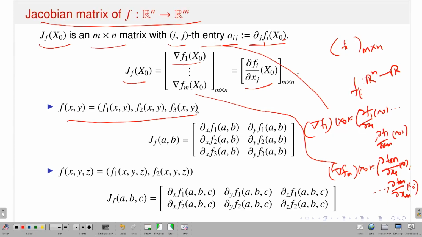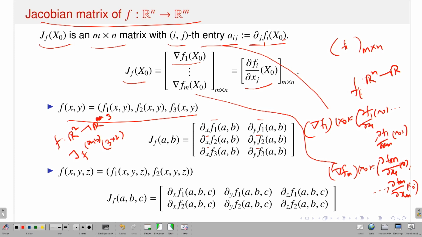For example, I have given a function f of x, y. It is a map from R2 to R3. That means the derivative, or Jacobian matrix, at the point (a, b) will be of order 3 cross 2, meaning 3 rows and 2 columns. The 3 rows are connected with the components of f. Since it is a map from R2 to R3, there are components f1, f2, f3. F1 is the first row, F2 is the second row, F3 is the third row. So the rows correspond to the components of f.